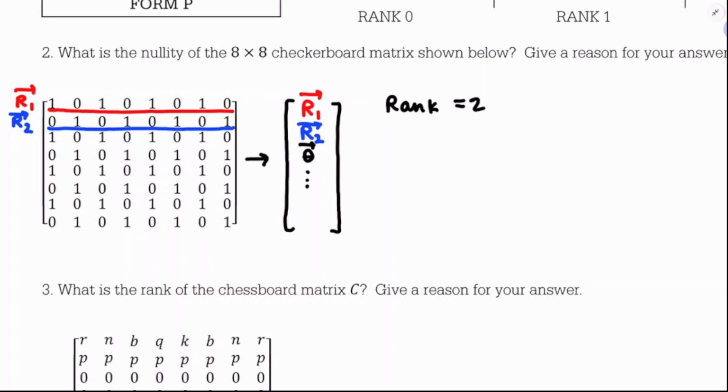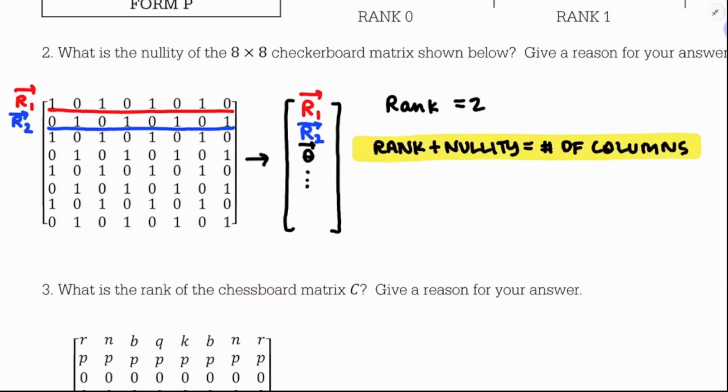Okay, if we want the nullity, we're going to have to use the rank nullity theorem. So remember the rank nullity theorem, and that's that rank plus nullity is equal to the number of columns in the matrix. So I know that over here, rank is 2 plus the nullity is going to equal 8. Because there's 8 columns in this matrix, that means nullity is equal to 6.